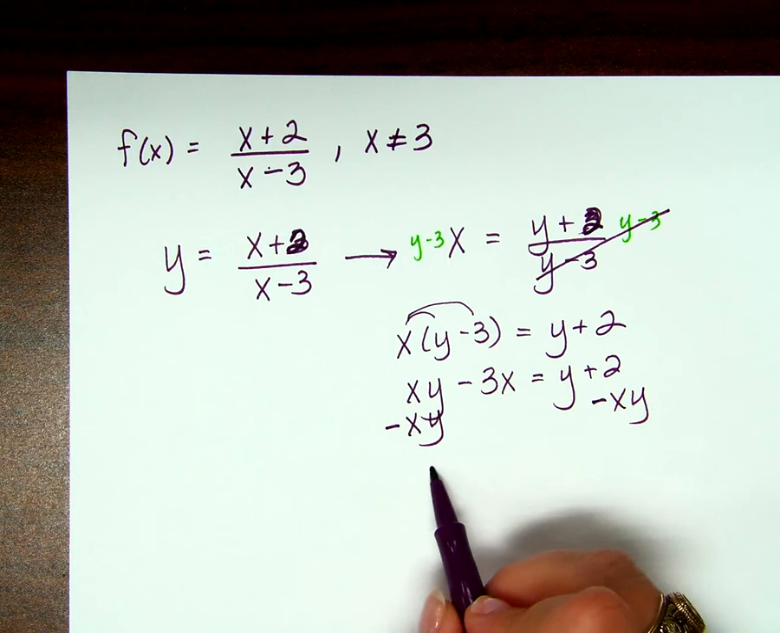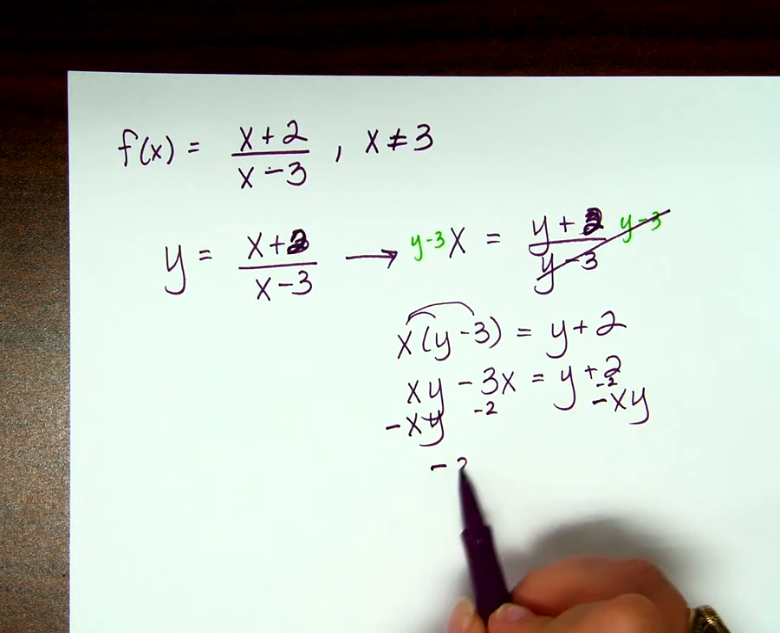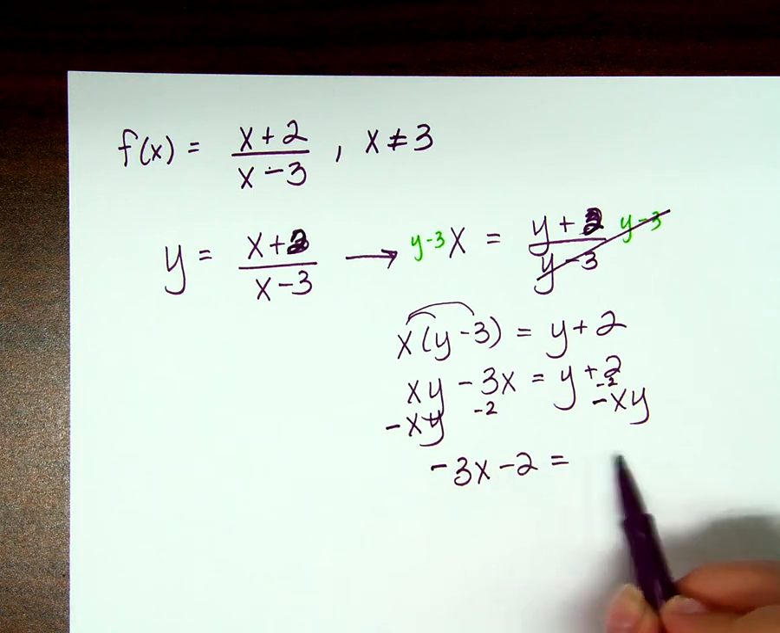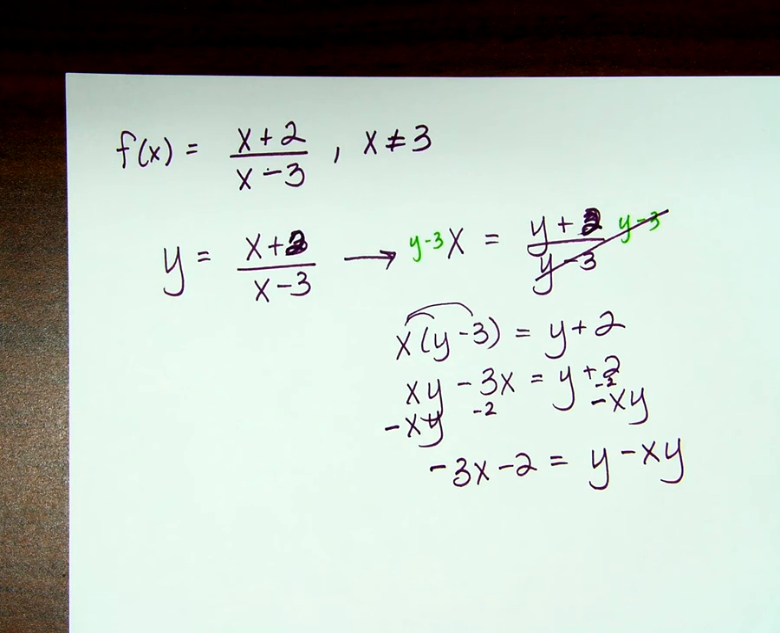So I have, can I go ahead and subtract the 2 at the same time? Get rid of that. Minus 3x minus 2 equals y minus xy. I still have 2 y's, right? I only want 1 y. So how can I get only 1 y?